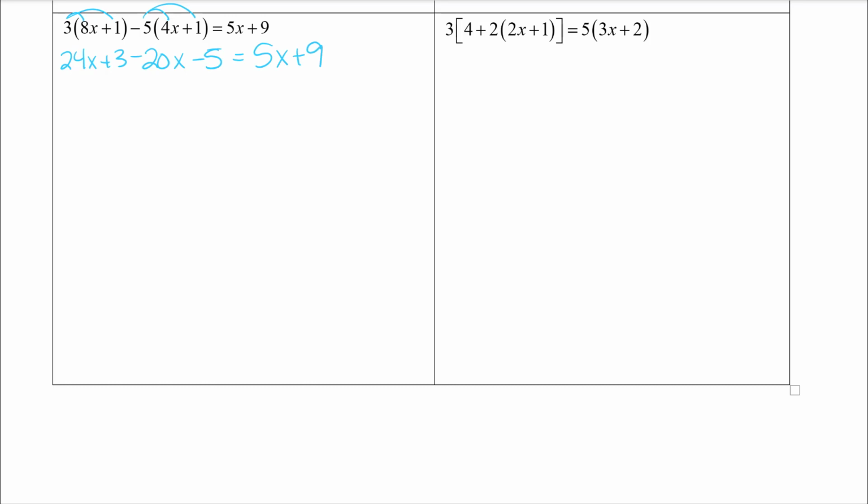Looks like there's some combining to do on the left. So on the left side I have 4x, and the numbers, negative 5 plus 3 is negative 2. On the right hand side, 5x plus 9 doesn't combine at all, so that just stays 5x plus 9.